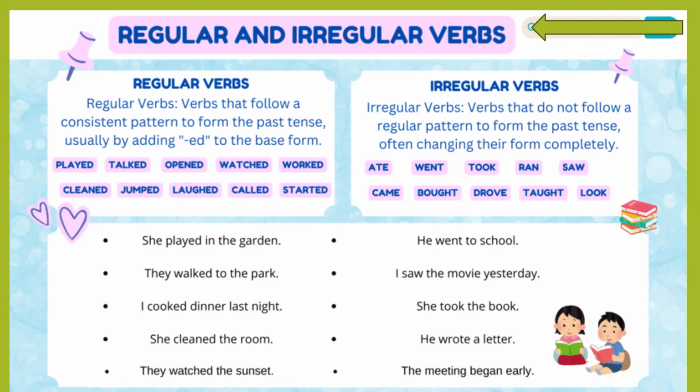Now about irregular verbs, which do not follow a regular pattern to form the past tense. If they form the past tense, ed is not added to the base form of the verb, often changing their form completely.